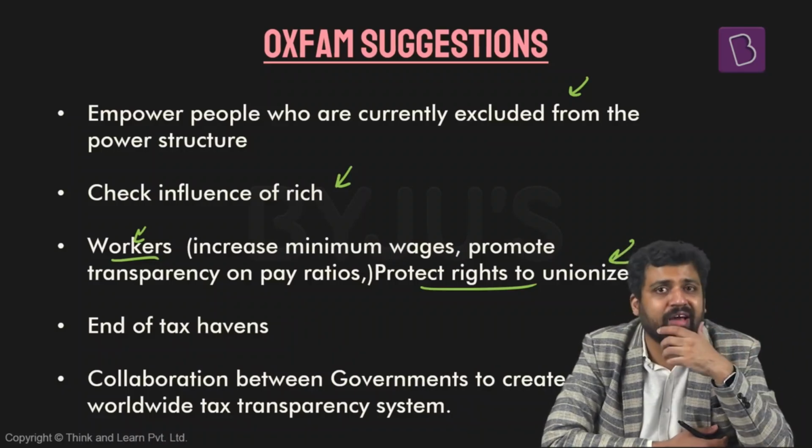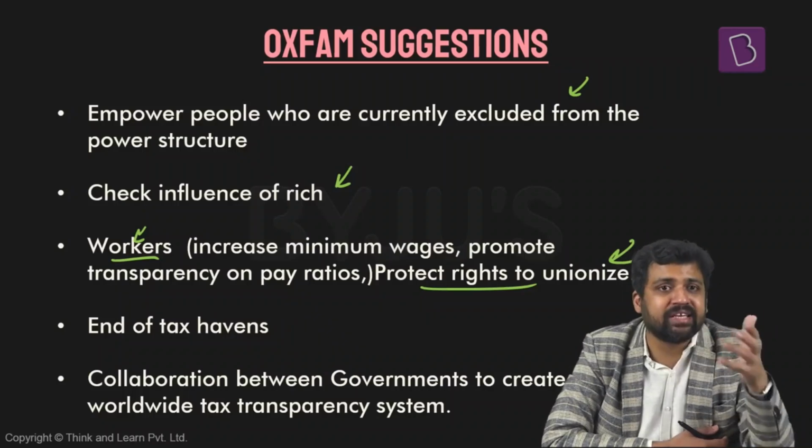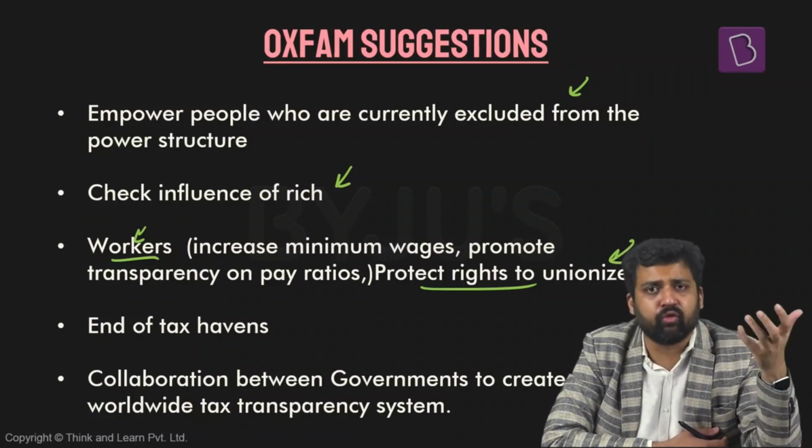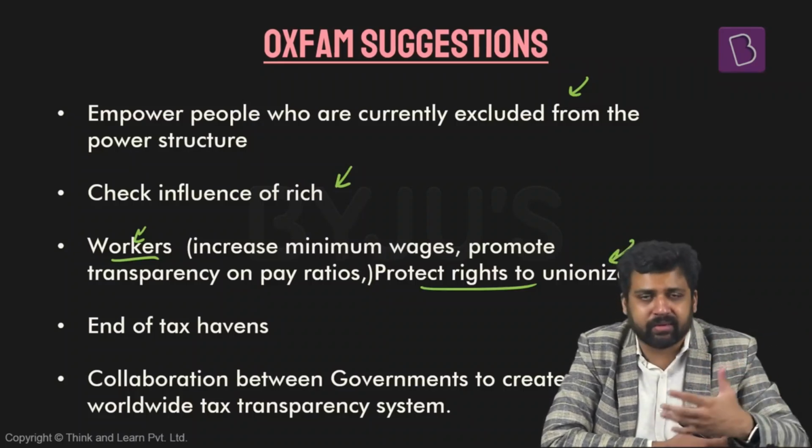Then Oxfam also says that there are certain sections of the population, workers, who in many societies and many economies don't have enough safeguards. They cannot form unions or associations, and they don't have enough bargaining power. As a result, what happens? They are exploited. They don't get the basic minimum wages required for their sustenance, and they don't have any protection. The industrialists and the affluent are controlling the policies, and whatever policies are there go against the rights of individuals.